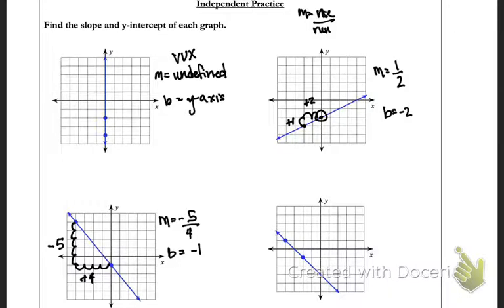The last one here has the 2 points given, so if I do my rise over run, I actually have to go down 2, making it negative 2, and then to the right 2. Negative 2 over 2 simplifies to negative 1. And then from the origin, I would have to go down 3 spaces to the y-intercept, making my y-intercept, or the b value, equal to negative 3.